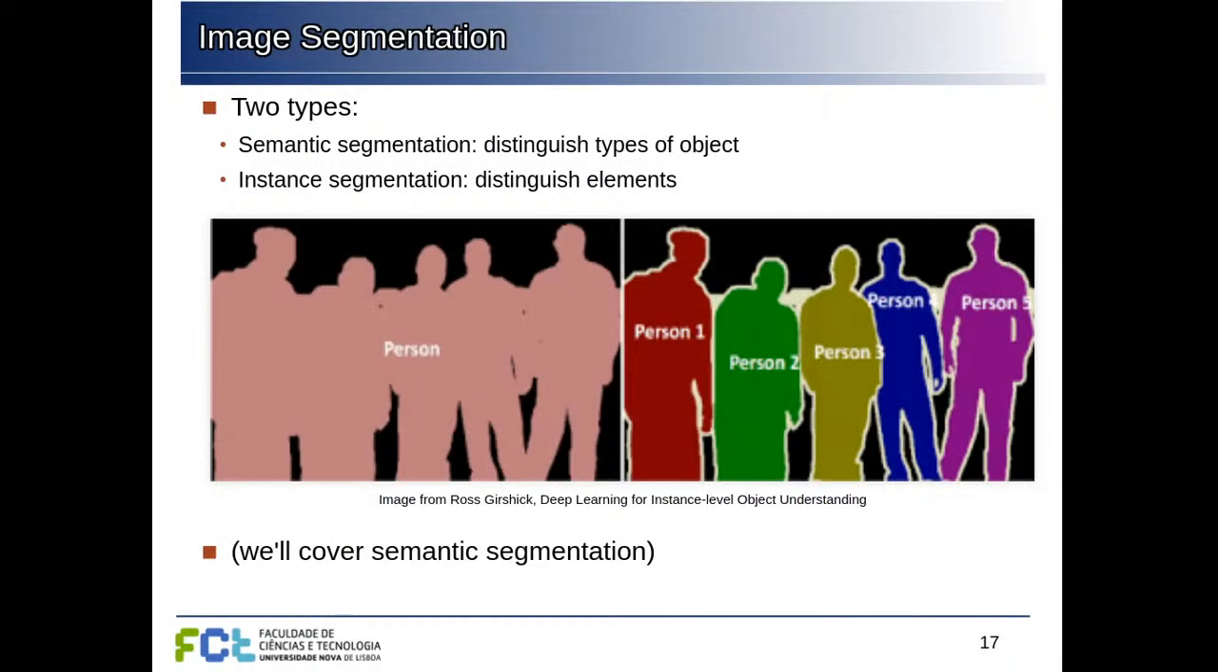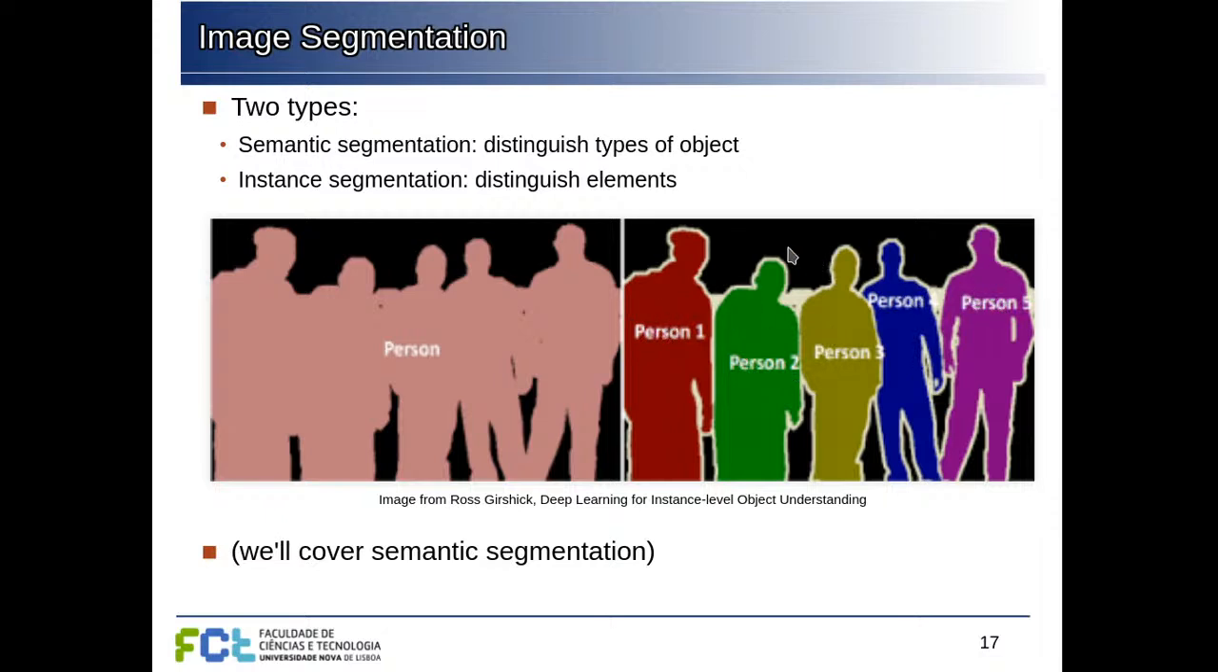Before moving on to the approach, I just want to make this distinction here. There are basically two types of segmentation we can do with images. Semantic segmentation distinguishes the types of objects. So if we have a photo with people, we know that these pixels belong to people, to persons. But we are not distinguishing between different instances of the type person. Instance segmentation does that. So it not only identifies that all of these are persons, but it also distinguishes the different persons in the image.